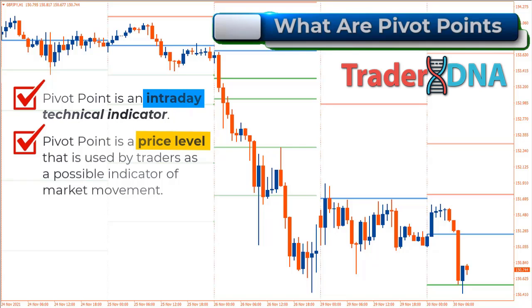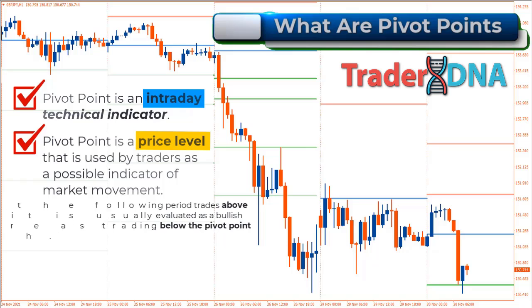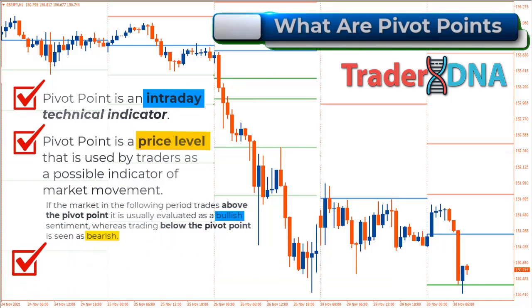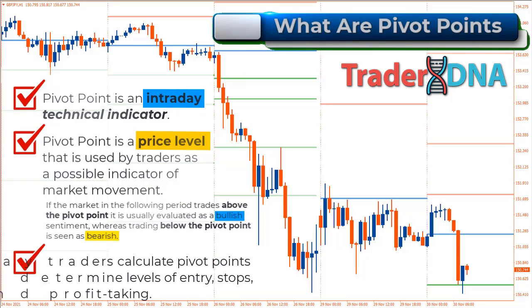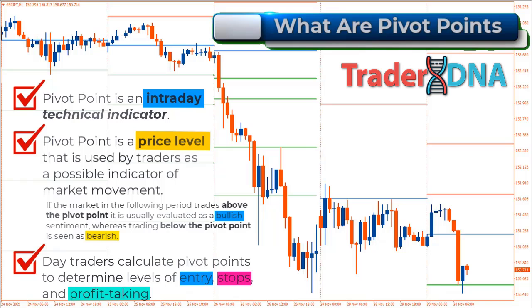A pivot point is calculated as an average of significant prices. If the market in the following period trades above the pivot point, it is usually evaluated as a bullish sentiment, whereas trading below the pivot point is seen as bearish. Third, day traders calculate pivot points to determine levels of entry, stops, and profit taking.